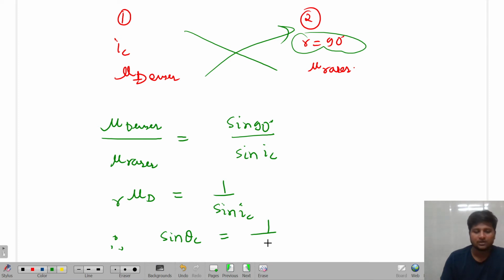It will be equal to 1 by mu, denser with respect to the rarer medium. Are you able to get me or not? Yes or no? Himanshu, समझ में आया ना? हाँ. Yeah, Anuj, Gagan, clear?